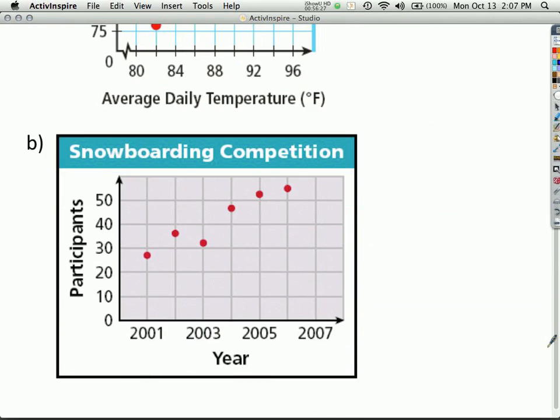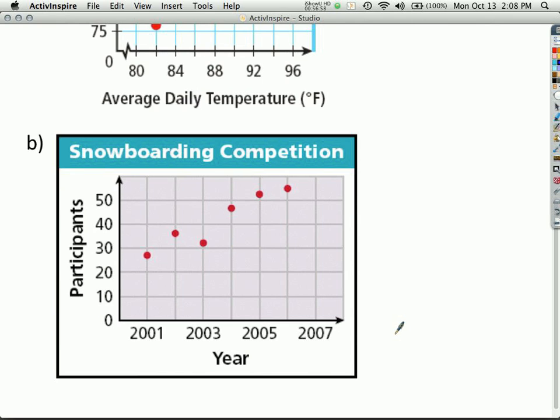You do not need to copy, just write part B. A snowboarding competition and its development over the years. First competition was in 2001. This competition was in 2006, and we don't have data for 2007. Here's the number of participants in the competition. So what is the trend? What is the relationship? What do you think it is?